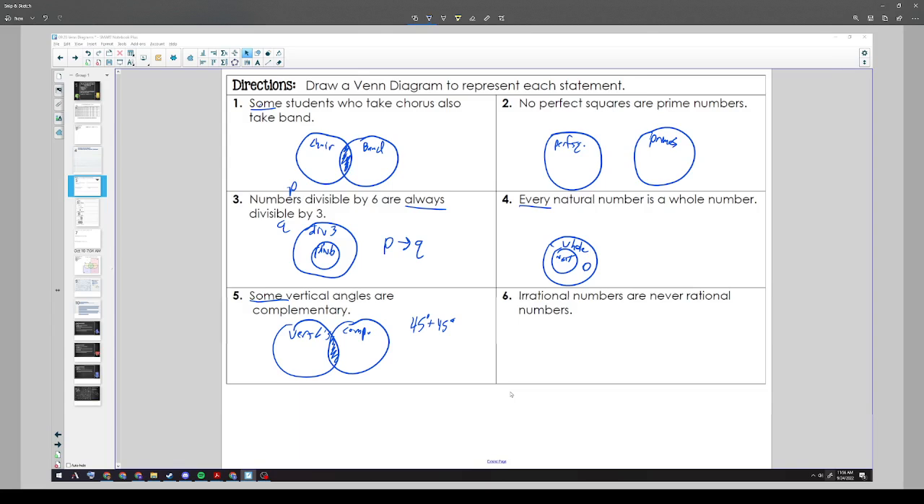And the last one here, irrational numbers are never rational numbers. So we drew that on the last slide, and we said that we have our rational set and our irrational set. And we even said both of those are subsets of the real numbers, which would be a bigger circle or box around both of those.